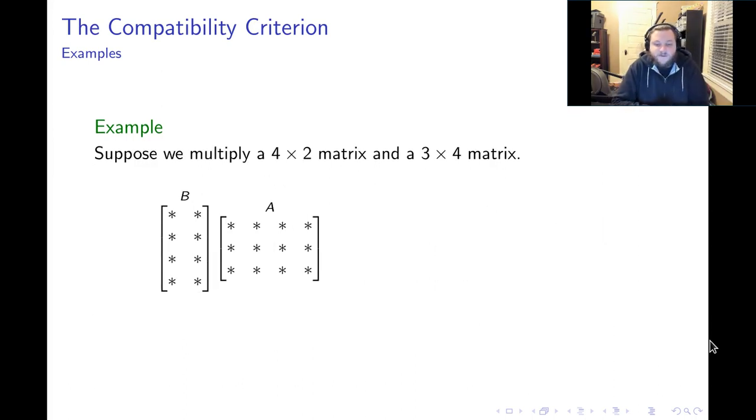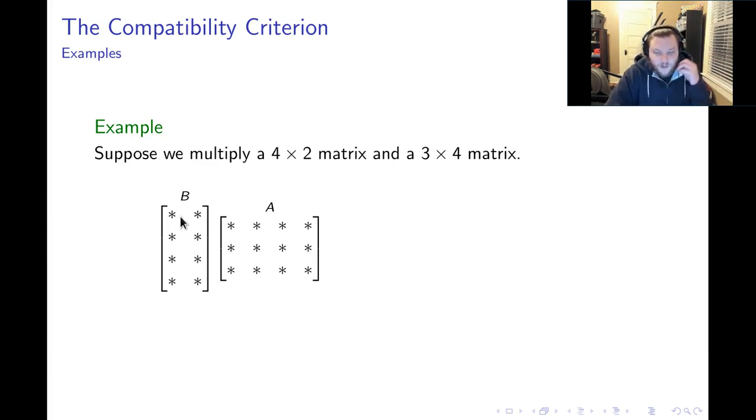Let's look at a different example. These are actually the same shapes from the previous slide. On the previous slide, we took a 3 by 4 matrix and multiplied by a 4 by 2 and produced a 3 by 2 matrix. Well, what if we simply swapped the order? The question is, how does that change the situation?